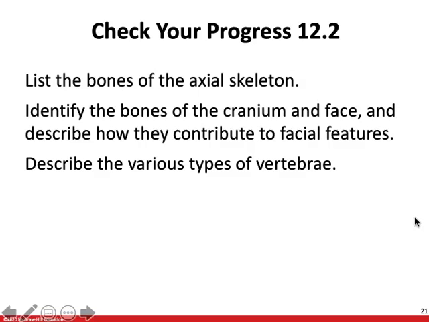All right, so now you should be able to list the bones of the axial skeleton, identify the bones of the cranium and face, describe how they contribute to the facial features, and describe the various types of vertebrae.